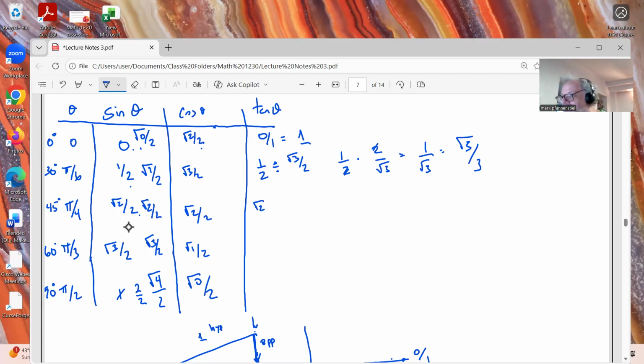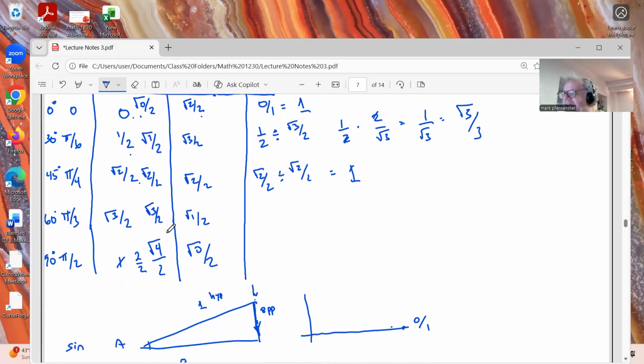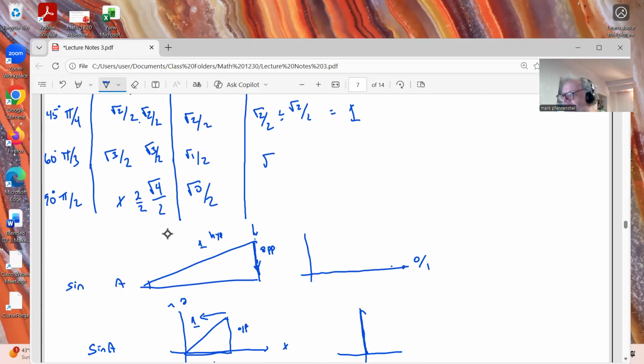Square root of 2 over 2 divided by the square root of 2 over 2. I hope that's 1. Okay, I hope you can see that one. And then we have the square root of 3 over 2 divided by 1/2. So again, we invert and multiply, so square root of 3 times 2 over 1, those 2's cancel, and we end up with the square root of 3.